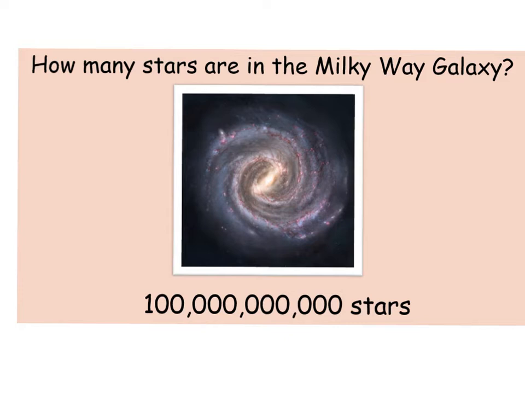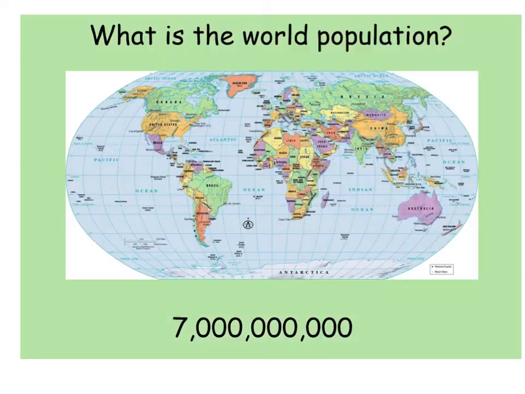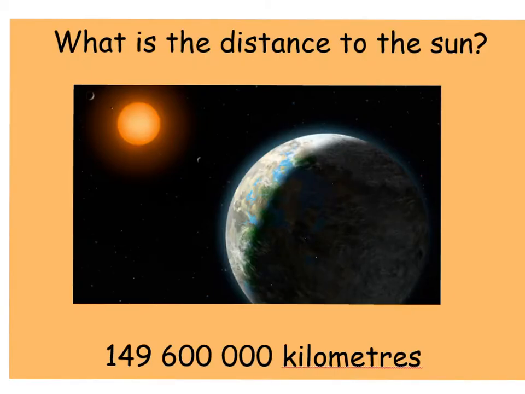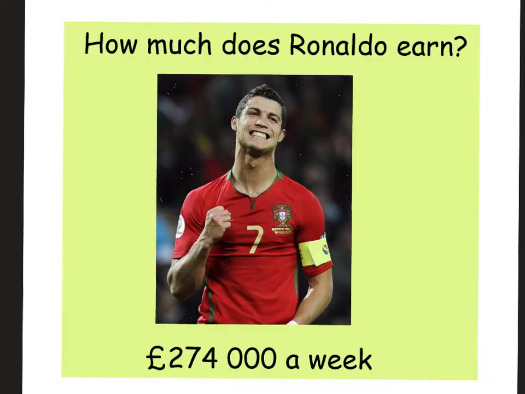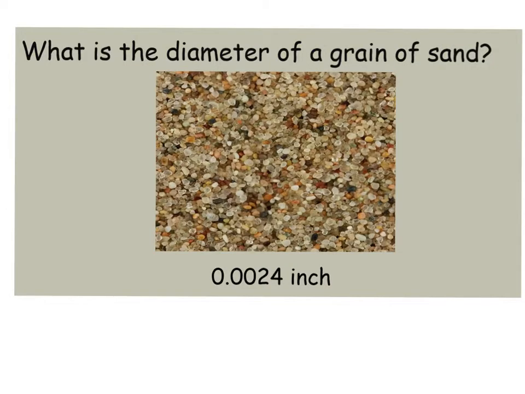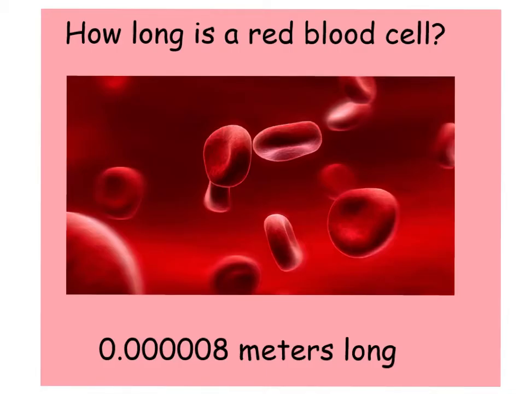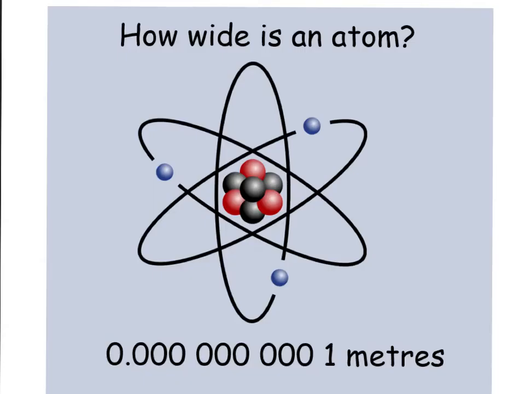This is the number of stars in the Milky Way galaxy. This is the population of the world. This is the distance to the sun. This is how long ago it was since dinosaurs were around. This is how much Ronaldo earned in a week at some point. And then this is the diameter of a grain of sand. This is the length of a red blood cell. And this is how wide an atom is.